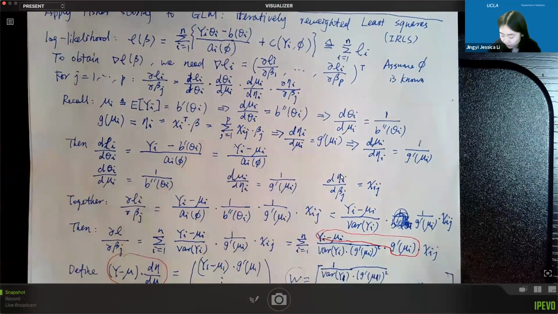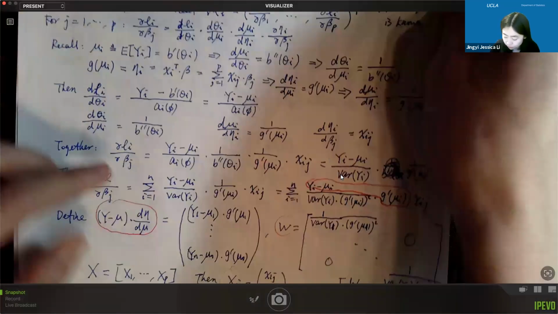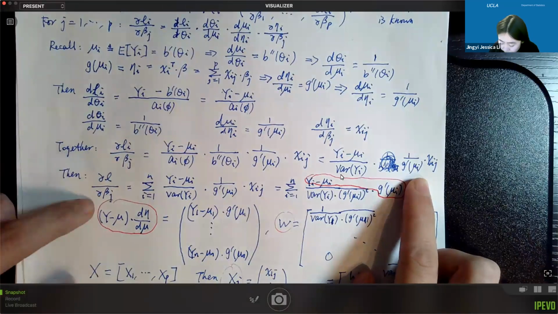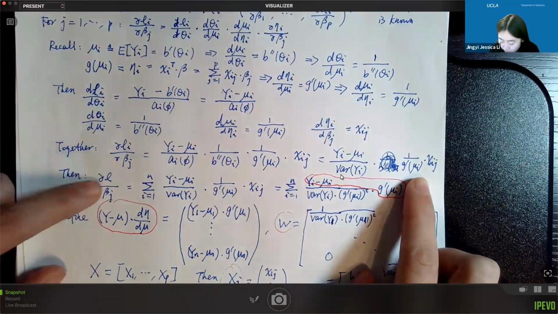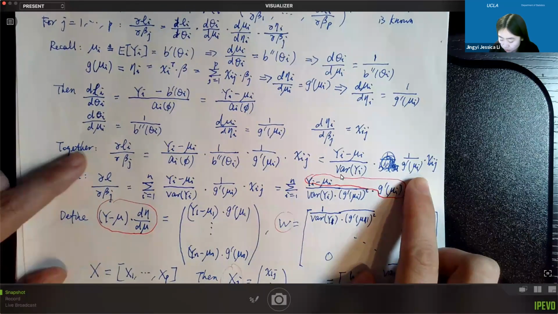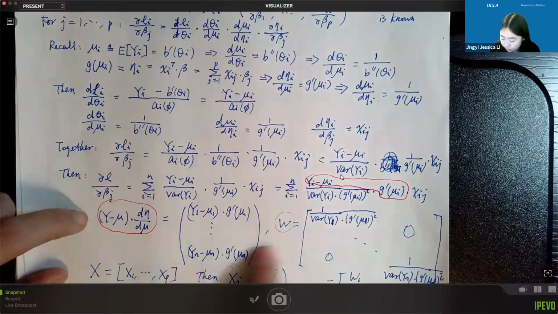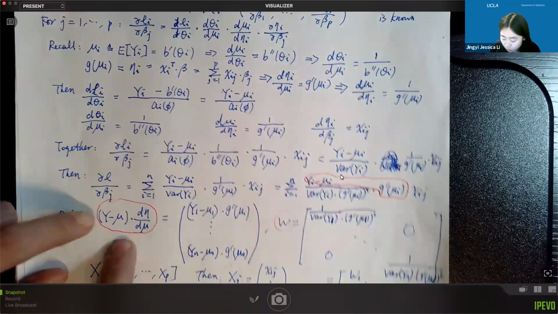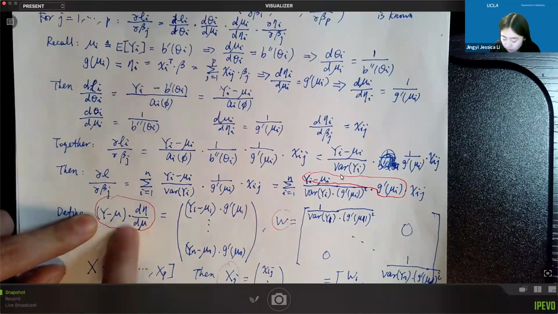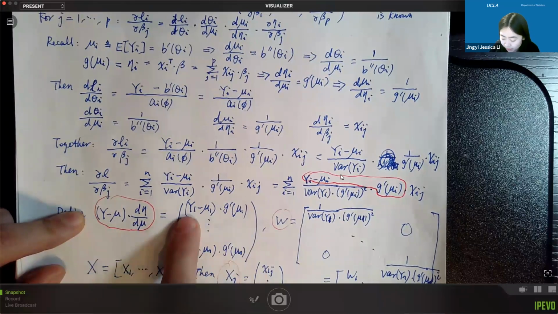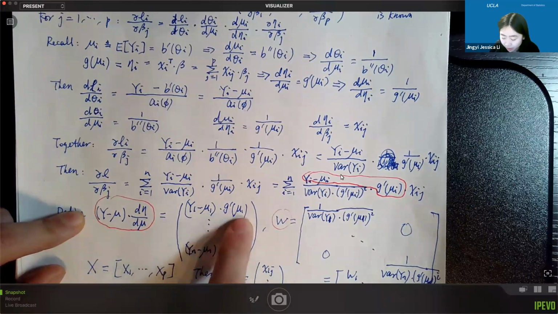Next, after we derive this partial l i partial beta j in this form, we write the gradient of l, the log likelihood with respect to beta, which is a p-dimensional vector, using a matrix multiplication form. Here we define this vector y minus mu d eta d mu. This is a notation for this vector. Its entries are y i minus mu i times g prime mu i.